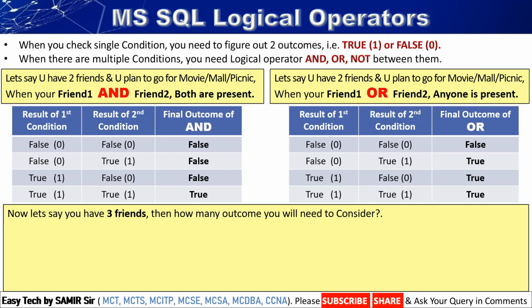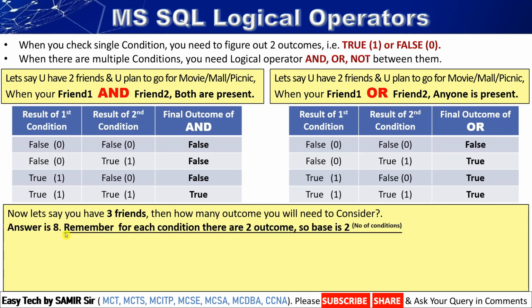Let's make up a mind. Write it out on a piece of paper. Think it out in your brain. What will be the number of considerations or what are the outcomes that you will have to think over it when you are checking these 3 friend conditions? If you say you have to consider about 6 outcomes, you are wrong. The right answer is 8.